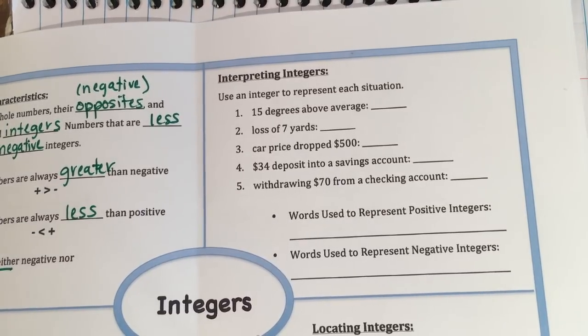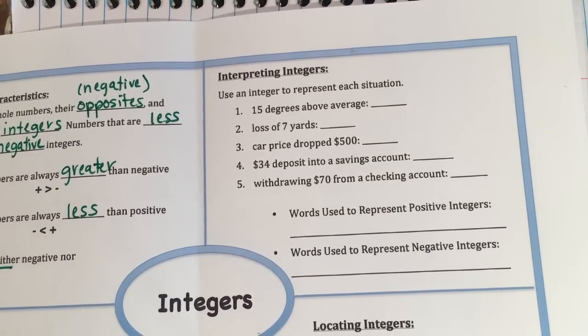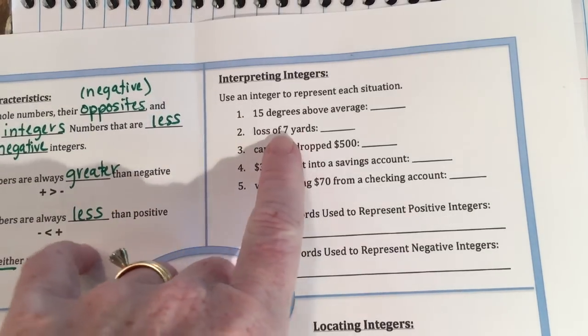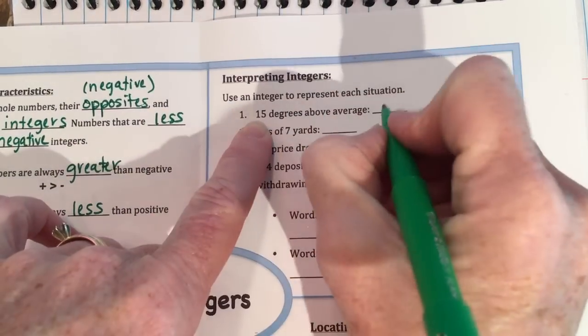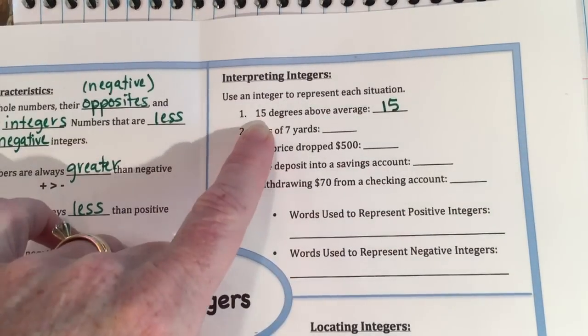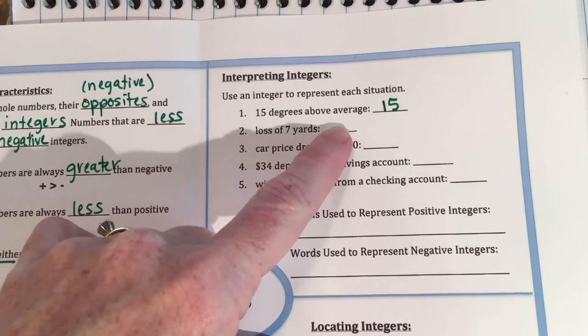So let's look at interpreting integers. That's when you use an integer or a number to represent a real life situation. So in this first example, it says 15 degrees above average. Well, the number is 15. That's not going to change. What you're really deciding is if this number should be positive or negative.